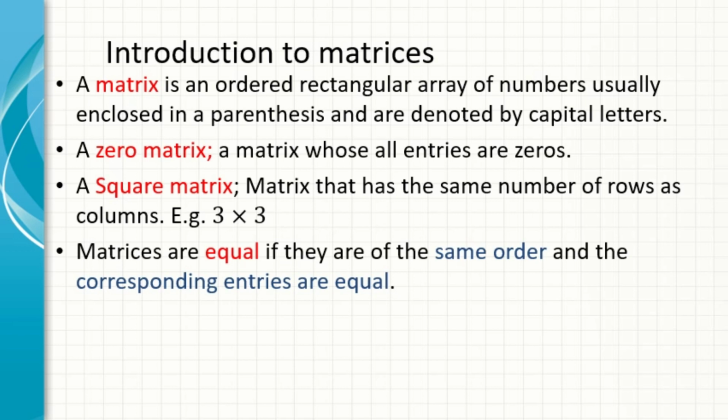Another term is an equal matrix. We say that matrices are equal if they are of the same order and the corresponding entries are equal. We can also say that matrices are of the same size, which means they are equal.